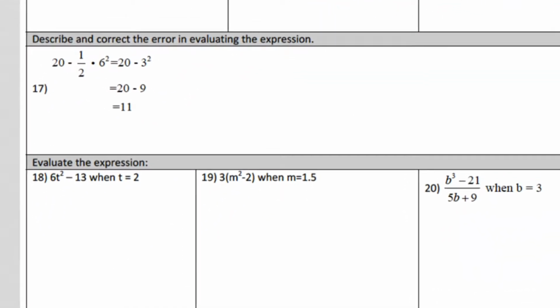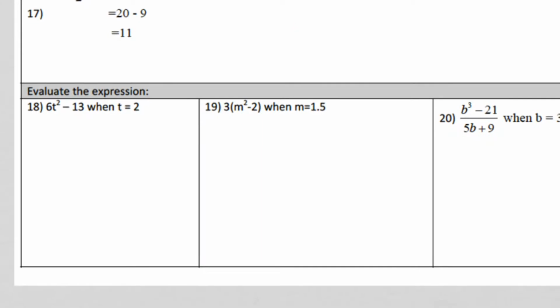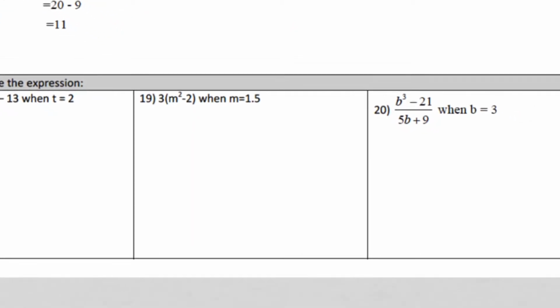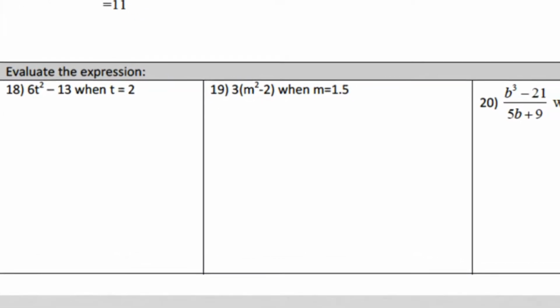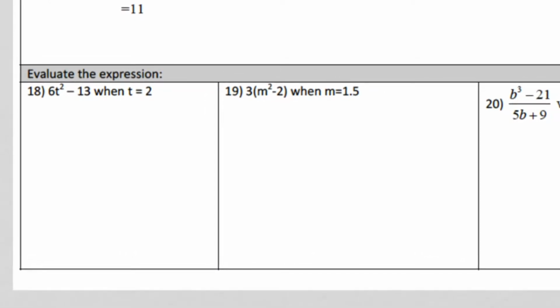Okay, let's check out some other things here. All right, let's take a look at a couple more here. Let's look at number 18. 18. Evaluate the expression. So again, here's what I got.